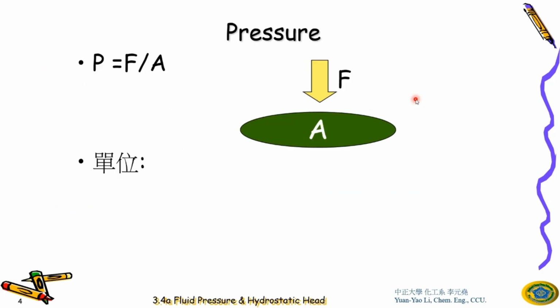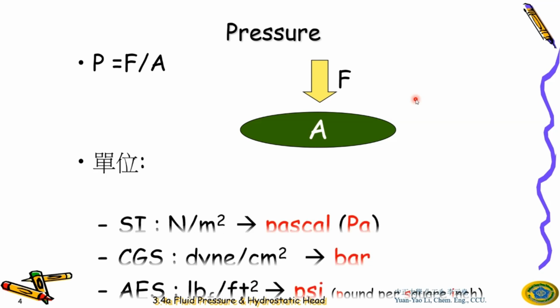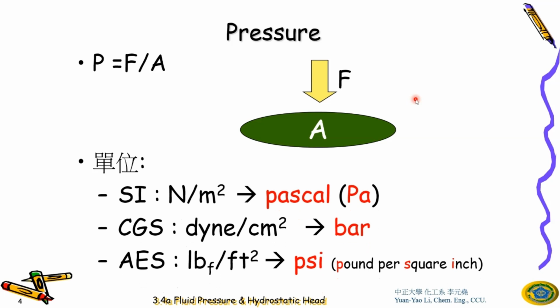So the definition of pressure is force divided by area. I'm sure you all know this. For the SI system, we use Newton per square meter. We call it Pascal, Pa. CGS is dyne per square centimeter. We call it bar. For the American engineering system, we use pound force divided by square feet, so we use PSI. PSI is equal to pound per square inch.